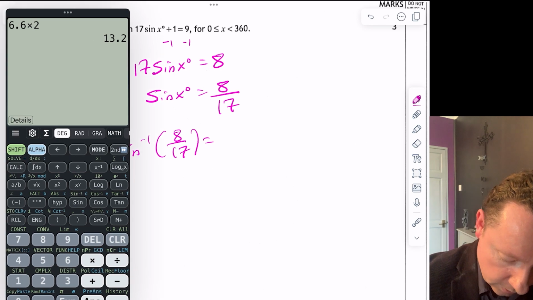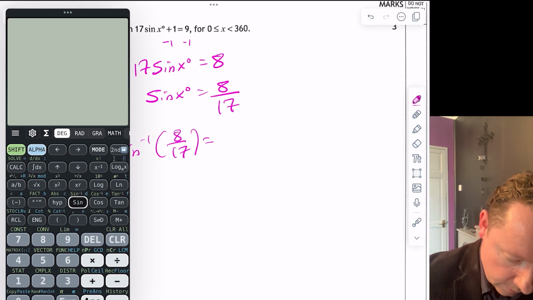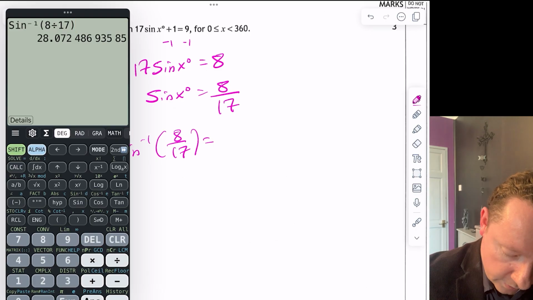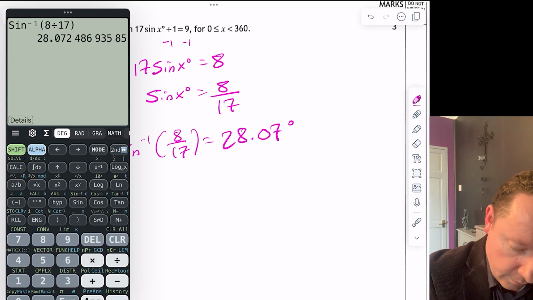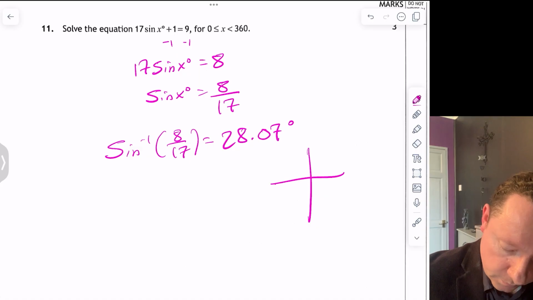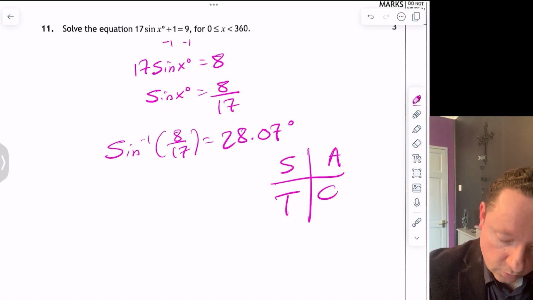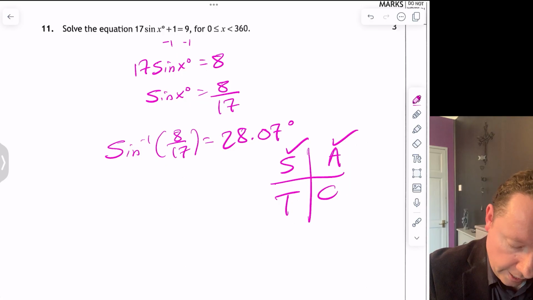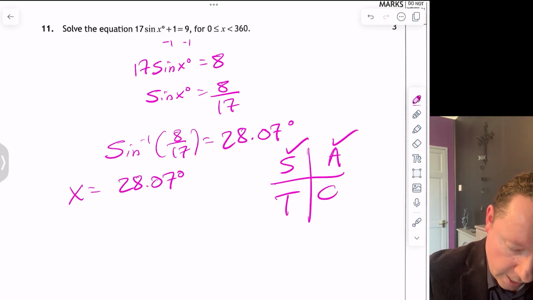Make sure my calculator's in degrees. Shift sine 8/17. That's 28.07. I'll leave it as 28.07 or 28.1. And then we do a CAST diagram. Now, our sine is positive, so it's these two angles. So it's x equals 28.07 degrees or 28.1, and x equals 180 minus that.